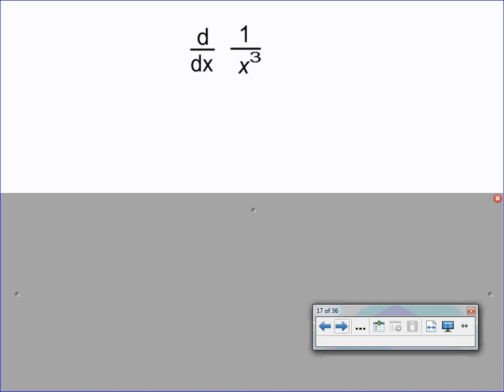1 over x cubed differentiates to... number 10.